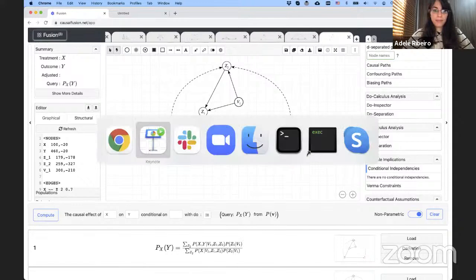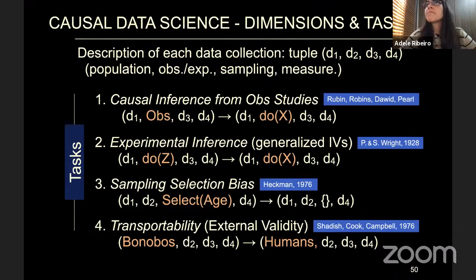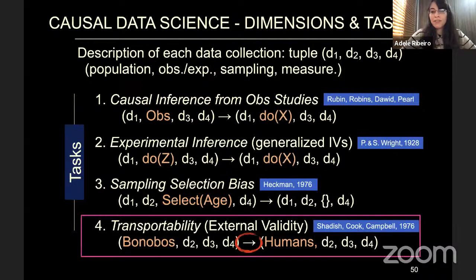All right, if there's no more questions, perfect. I would like to go to the next part. Now it's the third part of the tutorial, where I'm going to talk a little bit about transportability. It's a task on the causal data fusion side of the theory, where we want to account for differences in another dimension. Before, we were talking about dimension two. Now we are in dimension one, and the other dimensions are fixed.